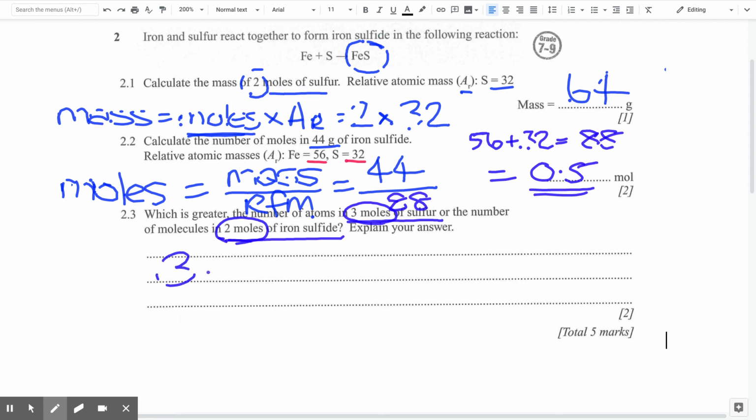So 3 moles of sulfur has got 3 moles of sulfur atoms in it. 2 moles of iron sulfide has got 2 moles of iron sulfide molecules. Now, the molecule is made up of more things, so 1 iron and 1 sulfur, for example, there are more atoms in it, but that's not what the question is asking us. It's asking us for molecules in 2 moles, and 2 moles of stuff has got less stuff in it than 3 moles. So the one which is greater is the one with 3 moles of sulfur.